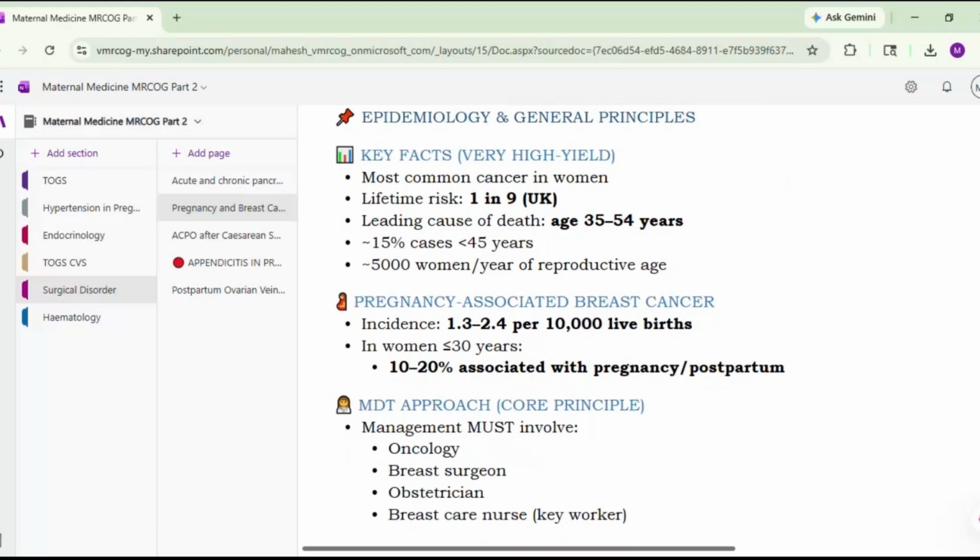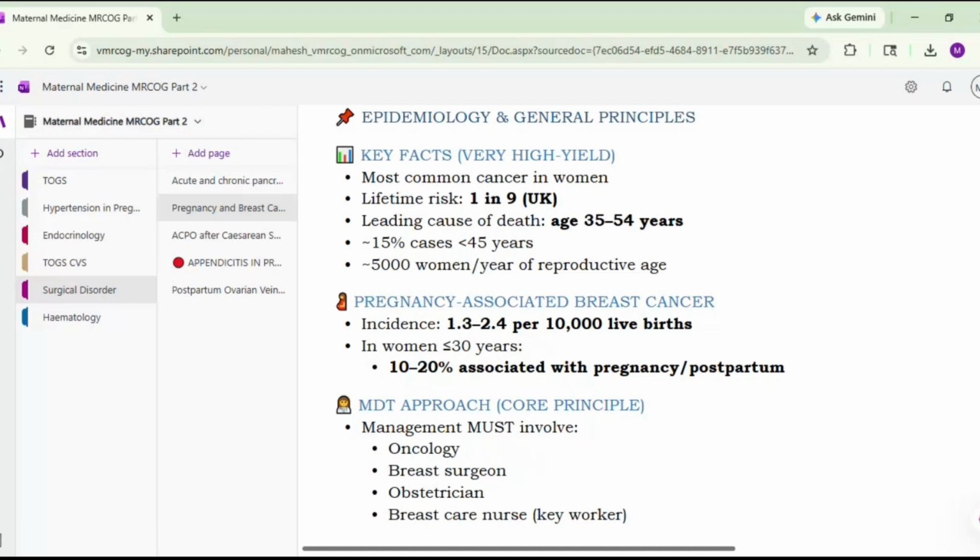During pregnancy, as I mentioned, how common is it? It is around 1.3 to 2.4 cases per 10,000 live births. In women less than 30 years, around 10 to 20% are associated with pregnancy and the postpartum period. So among all the women with breast cancer who are less than 30 years, 10 to 20% will come in the pregnant state. These are the patients which we will be managing.